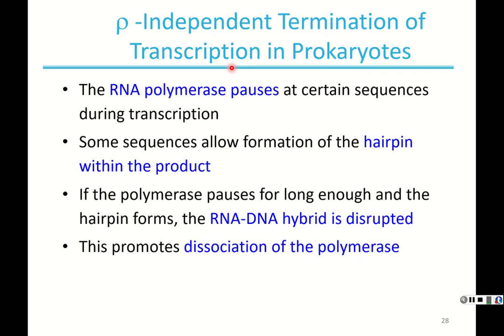So how the first way, the rho independent termination, occurs in prokaryotes: the RNA polymerase will pause at a certain sequence during transcription. After your gene, you'll have a certain termination sequence, and that causes the polymerase to pause. This sequence also allows the formation of a hairpin within that mRNA product. If the polymerase pauses for long enough and the hairpin forms, that RNA-DNA hybrid structure is going to be disturbed, and that promotes the dissociation from the polymerase.